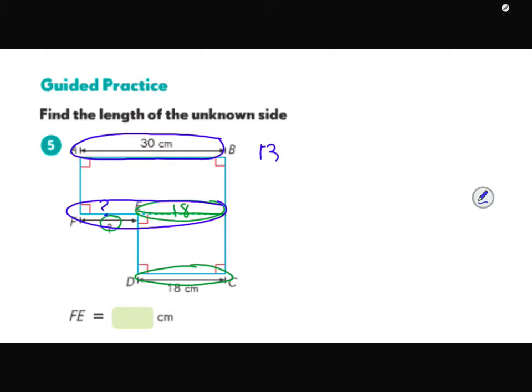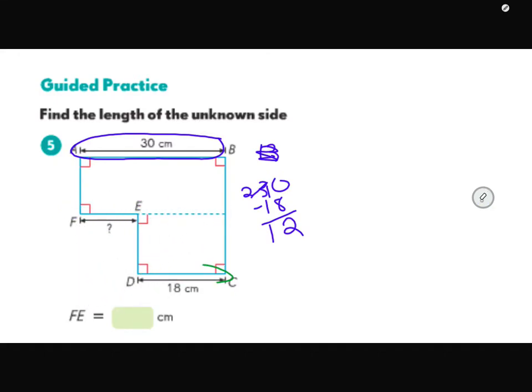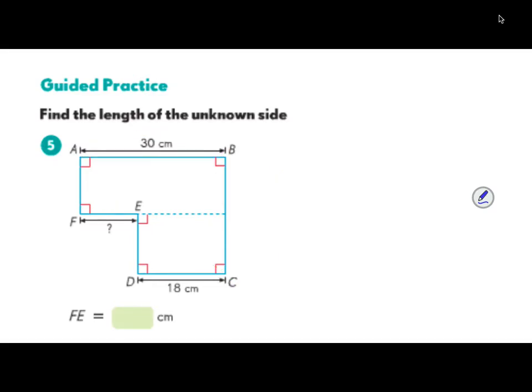So I'm going to take my 30. I'm going to subtract my 18, and I got 12. So then look, I know that this is 12, and that's 18, because 12 plus 18 is 30. And they're asking me for this right here, what is F to E? And I figured that F to E is 12 centimeters. All right, we're going to try another one.